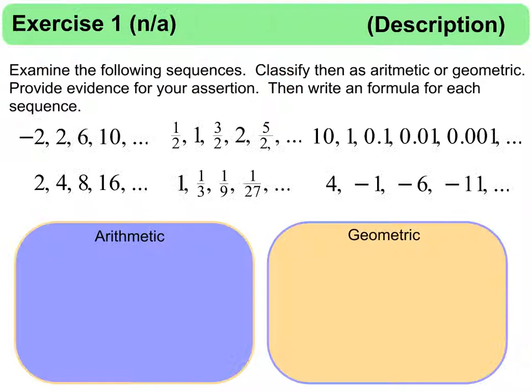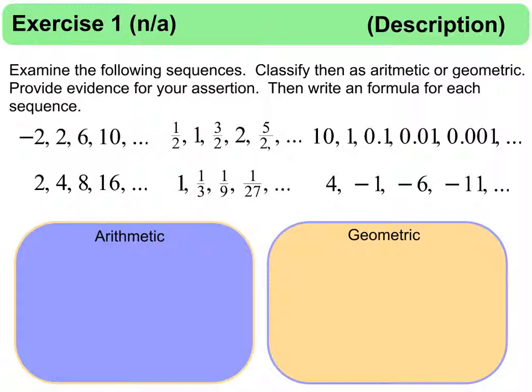So really, when it comes down to it, this is the one exercise that is in Lesson 3 that needs to be understood. It says, examine the following sequences, classify them as either arithmetic or geometric, and then provide evidence for your assertion, and then write a formula for each of the given sequences. And so we'll probably write a few of them just to give you an idea of how to write them and so forth. But if we start to look at some of them, make a decision.